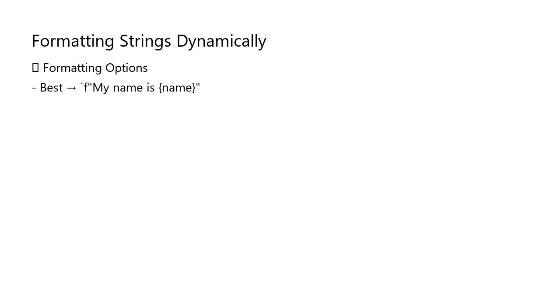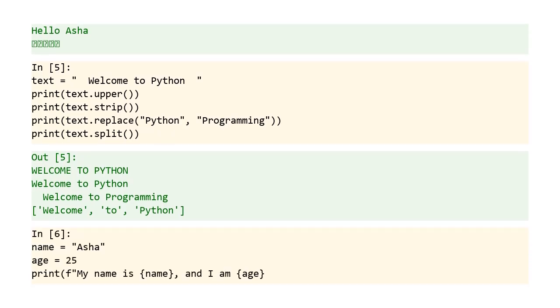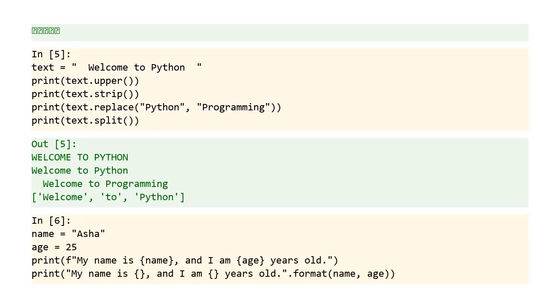Programs often need to insert values into sentences. Instead of breaking the text with plus signs, Python gives us something cleaner. F-strings. F-strings allow variables to appear naturally inside text. Watch how the variable values slide into the sentence. No messy concatenation, just clean readable text. Once you learn F-strings, you will use them everywhere.